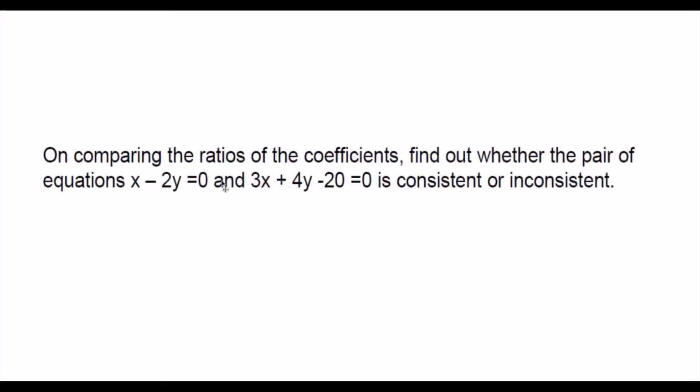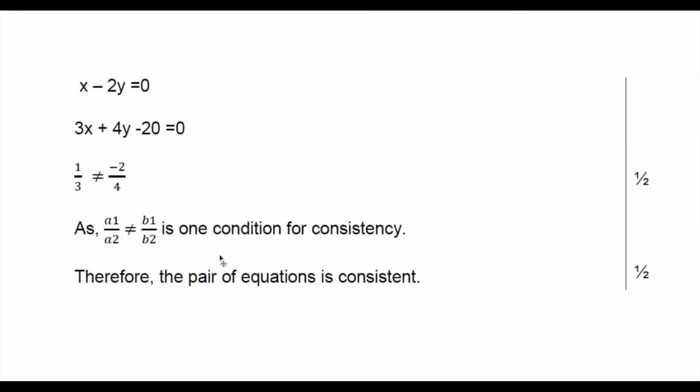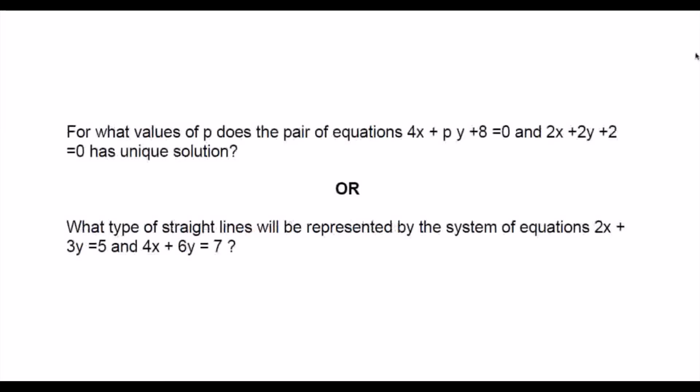Let us look at the 1-mark questions. Here 2 equations are given, you have to find out whether it is consistent or inconsistent. Do find out a1 by a2, b1 by b2, c1 by c2 and all, and find it out. Here a1 by a2 not equal to b1 by b2 you get, therefore the equation is consistent, that is unique solution.